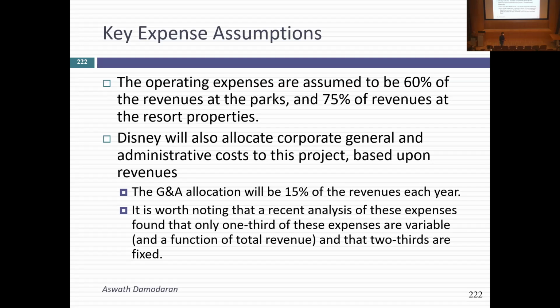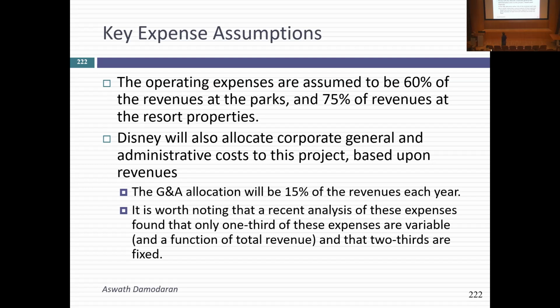At the existing theme parks, for every dollar that Disney makes at the theme parks, its costs run at about 60%. These are the direct costs of operating the theme parks. In those direct costs, you'll have all the people who work at the theme park, the cleaning up, the maintenance, the regular maintenance. So for every dollar they make in the theme park, 60 cents goes into expenses. At the resort properties, it's closer to 75%. That's a cost, the operating cost of running these hotels.